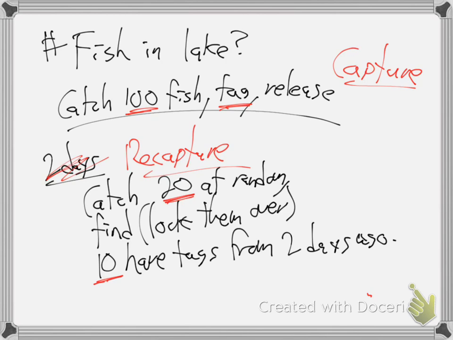In fact, I could change numbers. Let's say you catch 200. Well, this number doesn't really matter. Suppose you catch 30 and 15 have tags. My point is it's half. I did 10 out of 20, 15 out of 30, whatever. Suppose you catch 30 fish the second time, the recapture, and half of them, 15, have tags.